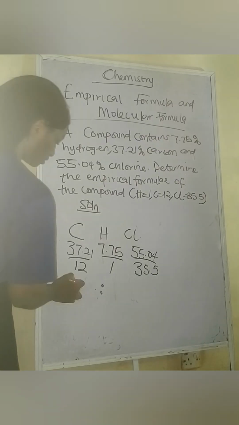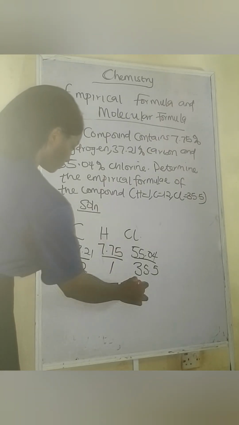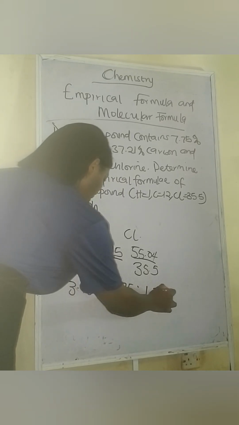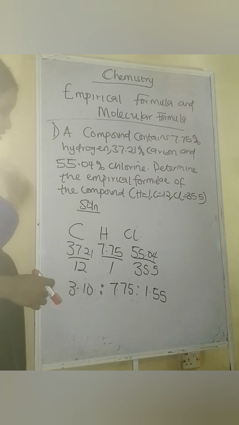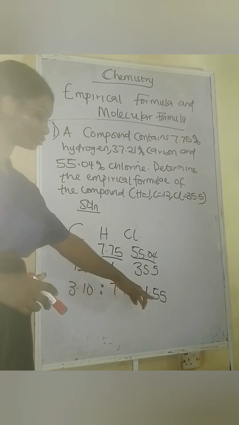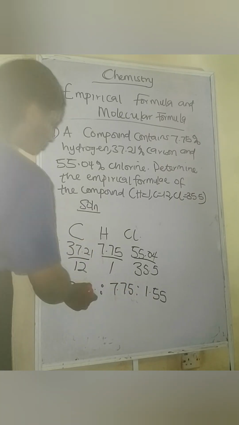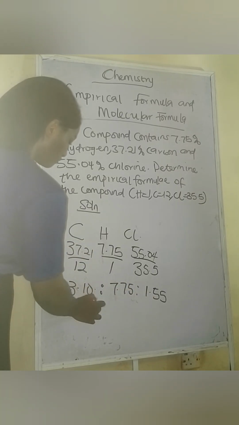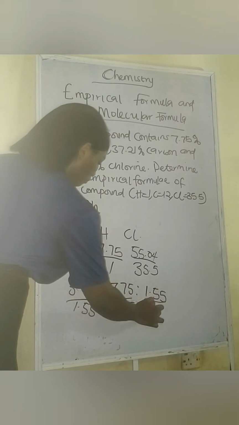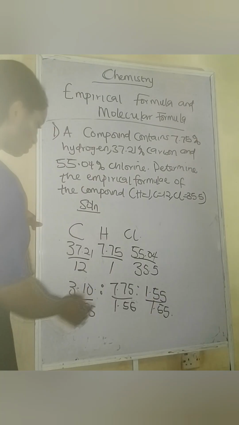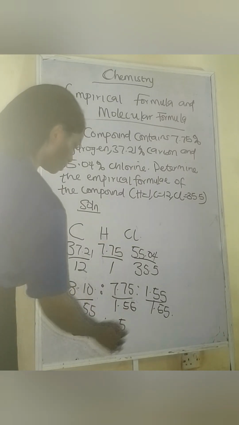What are we going to get? 3.10. So when you divide this, it is 7.75. And this will give us 1.55. Get it now? So now we've gotten our answer for this. So we're going to divide through by the lowest number. And when we look at it, 1.55 is the lowest number. So that will be 1.55, 1.55, 1.55. C, this is 2, this is 5, and this is 1.